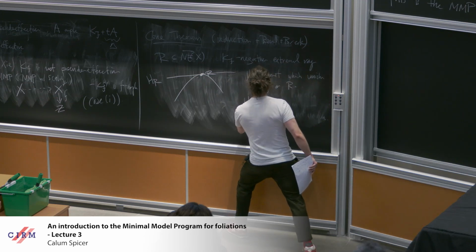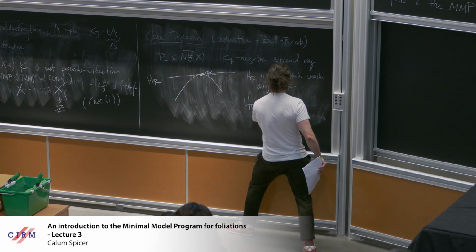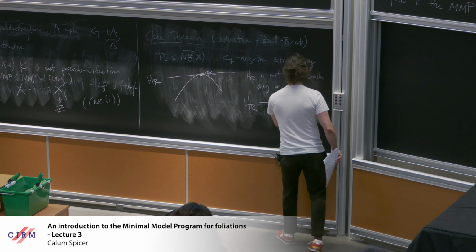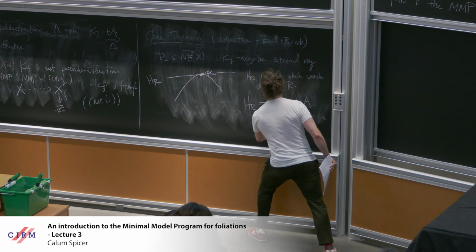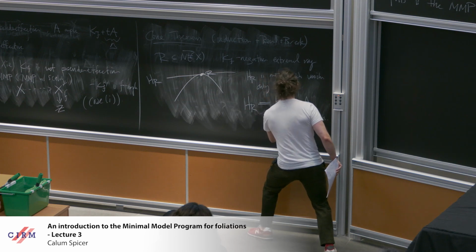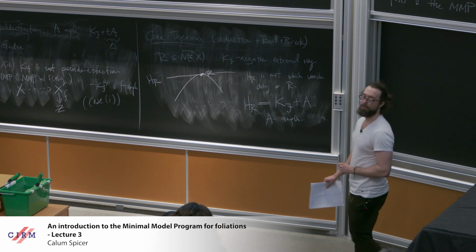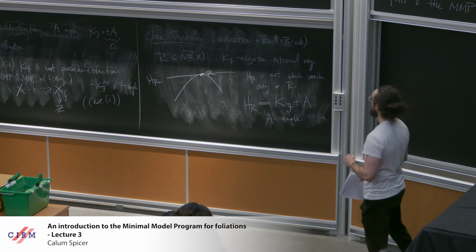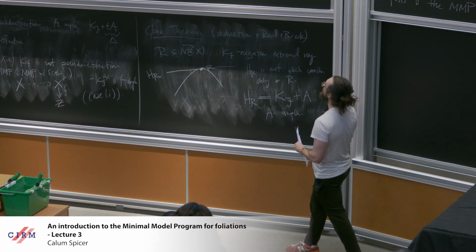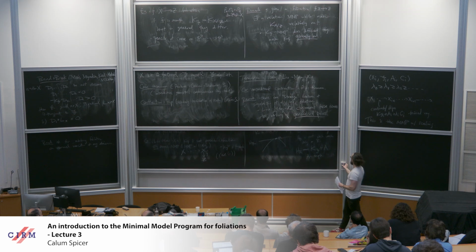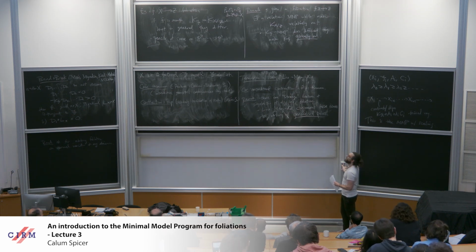Now, because R is K_F-negative, we actually know that we can write H_R as K_F plus A, where A is ample. Again, this is Kleiman's criterion plus a little convex geometry. Okay, so if you just grant me that this thing exists, we're off to the races.